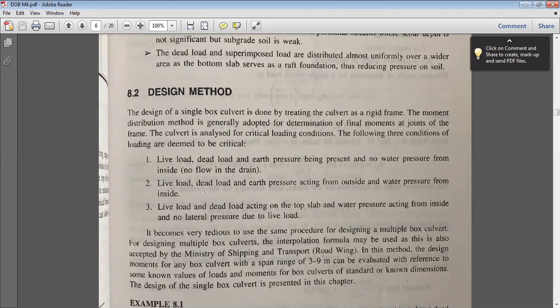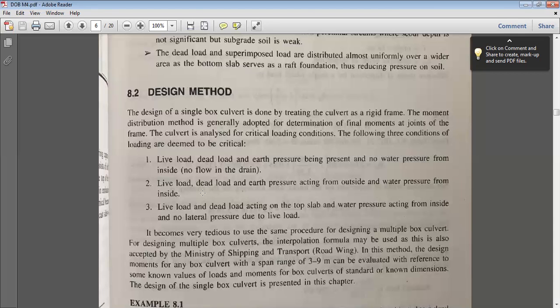Now, the culvert is analyzed for critical loading conditions, as I explained previously. The following three conditions of loadings are assumed to be critical. So we have three load combinations. Out of these three, any one will be the worst case, having the maximum moment or the maximum effect on the box culvert. So we have to design the box culvert for that combination.